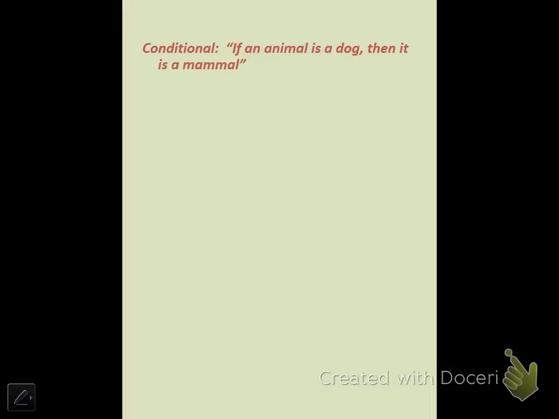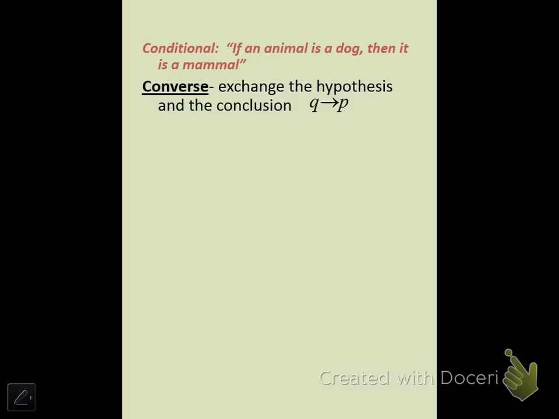Conditional. So if an animal is a dog, then it is a mammal. So converse, you exchange a hypothesis and the conclusion. So we're switching P and Q. If Q, then P. Okay, so we're just switching what our hypothesis and our conclusion were. So in this situation, if an animal is a mammal, then it is a dog. So we just flip-flopped them.